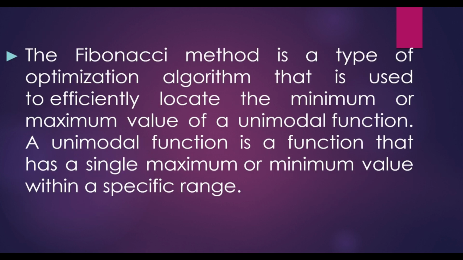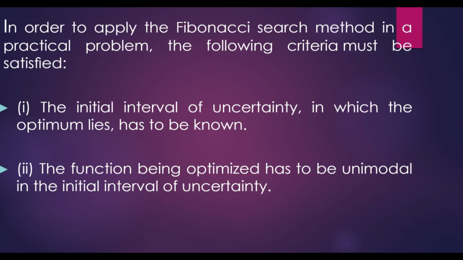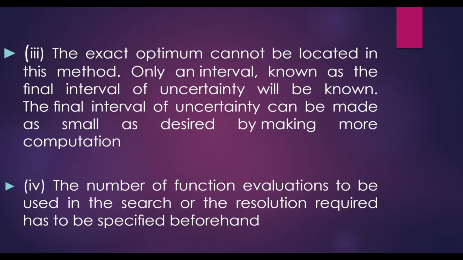Fibonacci method is a type of optimization algorithm that is used to efficiently locate the minimum or maximum value of a unimodal function. A unimodal function is a function that has a single maximum or minimum value within a specific range. In order to apply this, the following criteria must be satisfied. The initial interval should definitely be given in the question. If you don't have that, we will not be able to do it. The function being optimized has to be unimodal in the initial interval of uncertainty.